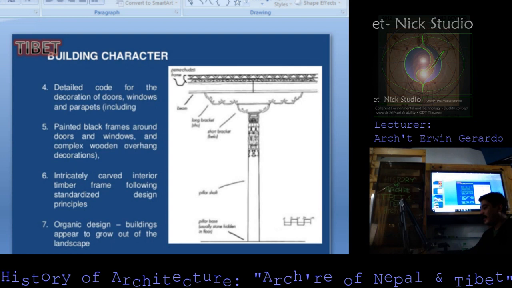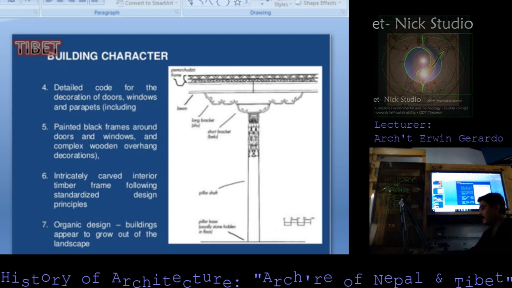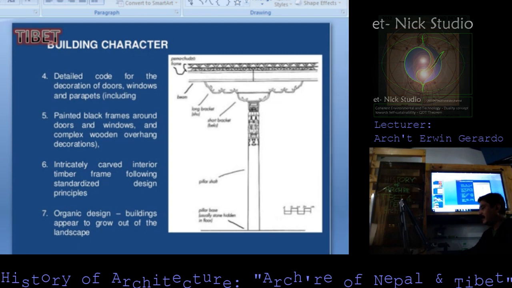Number six, it has intricately carved interior timber frames following standardized design principles. Its seventh character is organic design: buildings appear to grow out of the landscape, meaning it is organic in design.